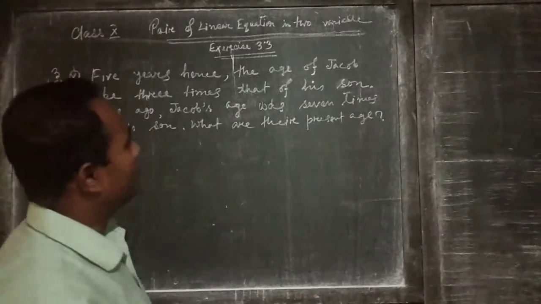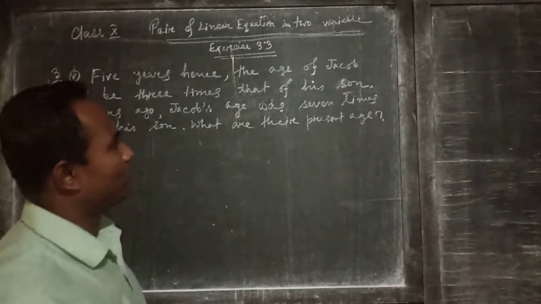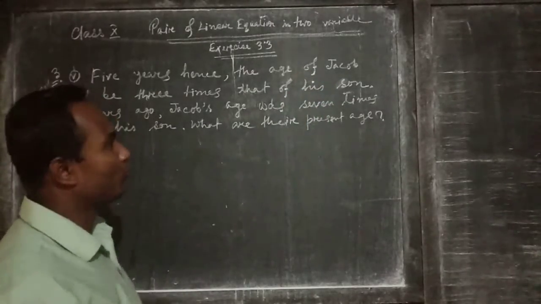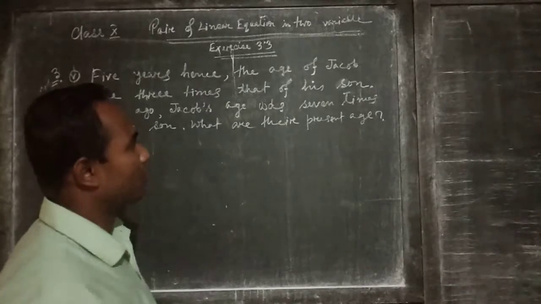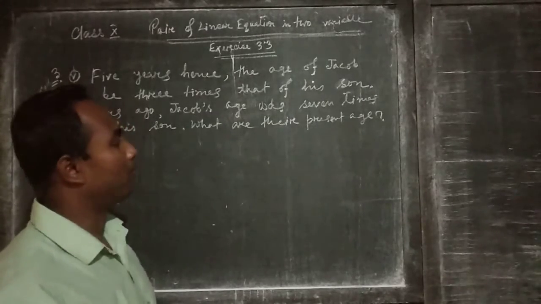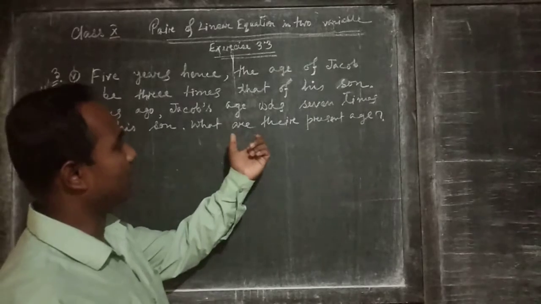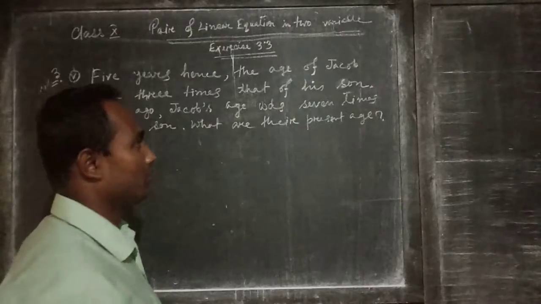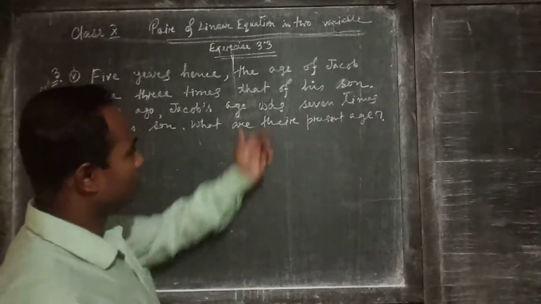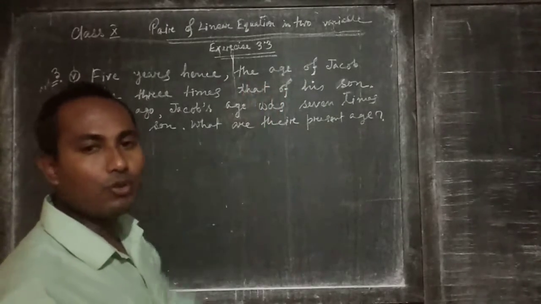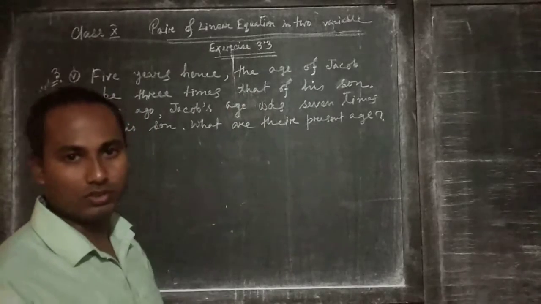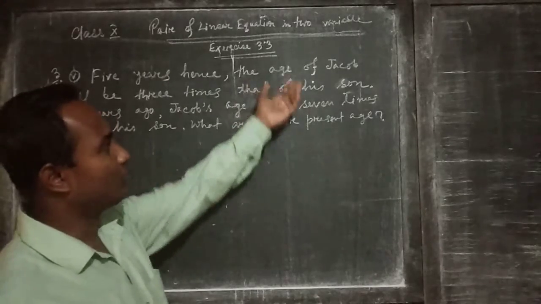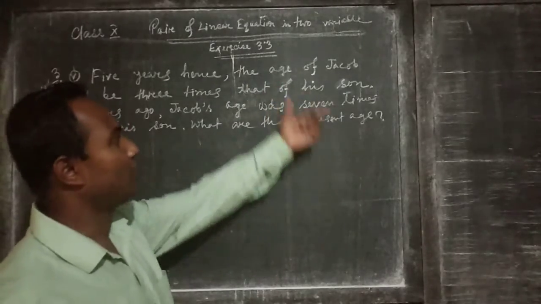Now, here there are two persons. One is Jacob and another is his son. These are the two terms, and the unknowns are their present ages. Two conditions are also given, and we have to make two equations using these two conditions. Let us consider two variables for the present ages of these two persons.